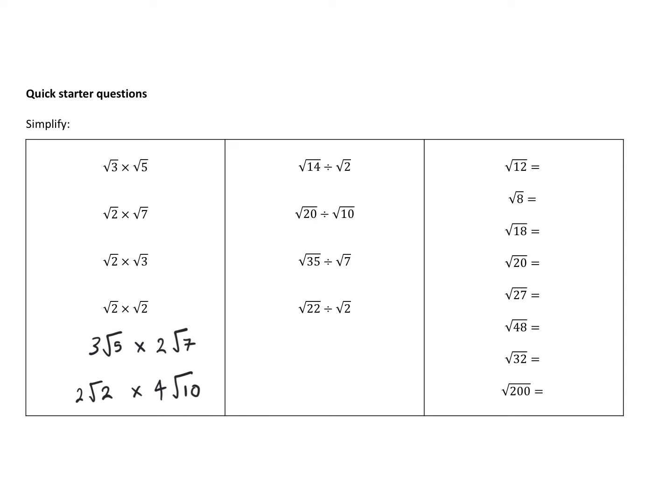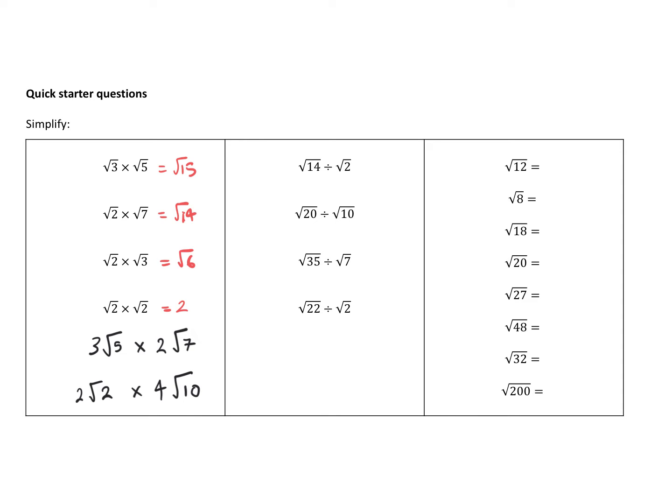So, working through the answers very quickly. Root 3 multiplied by root 5, root 15. Root 2 multiplied by root 7, root 14. Root 2 multiplied by root 3, root 6. And root 2 multiplied by root 2. You should go straight to an answer of 2. You can go to root 4 and then 2.